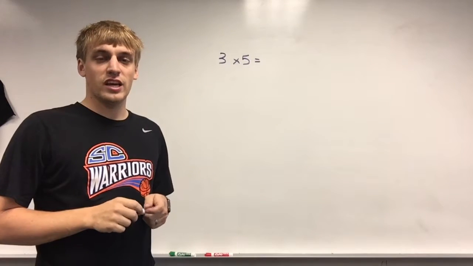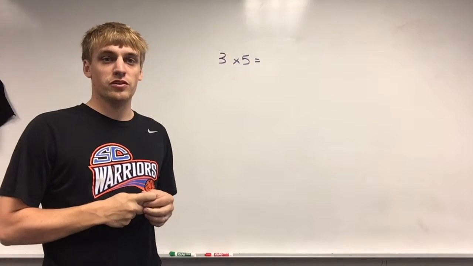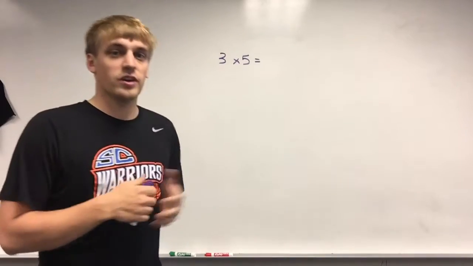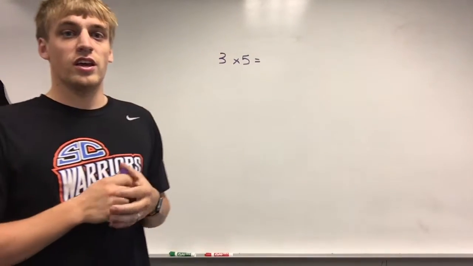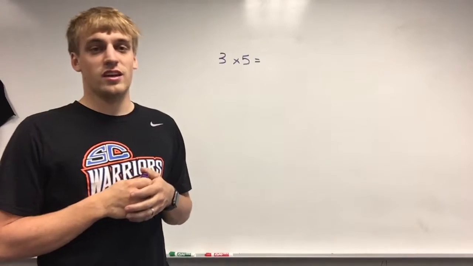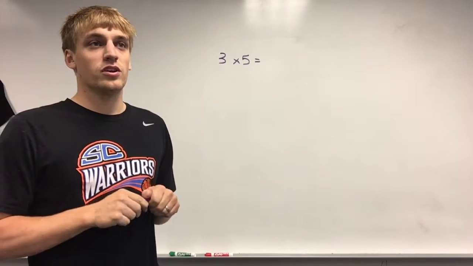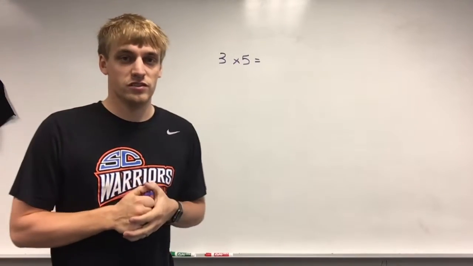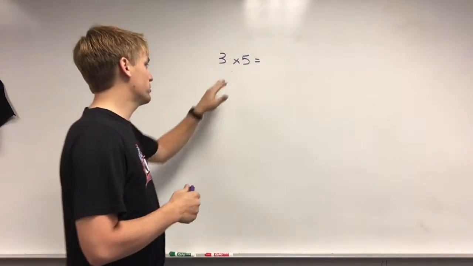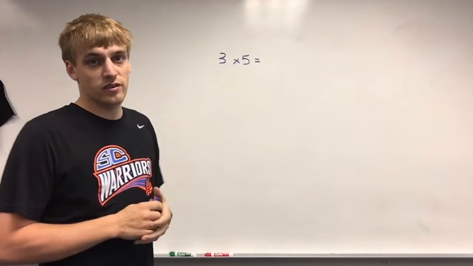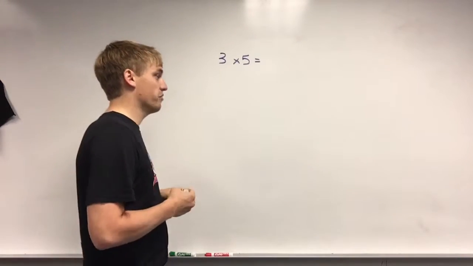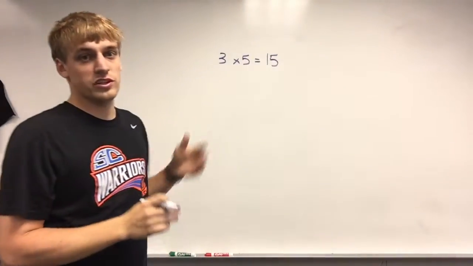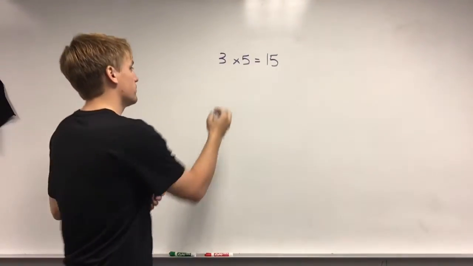In our expressions and equations unit, we're going to be multiplying numbers and variables together. And when we're doing that, we need to know the other ways that we can write multiplication. So, for example, you are used to seeing 3 times 5, which equals 15. But that's not the only way that we can write 3 times 5, okay?